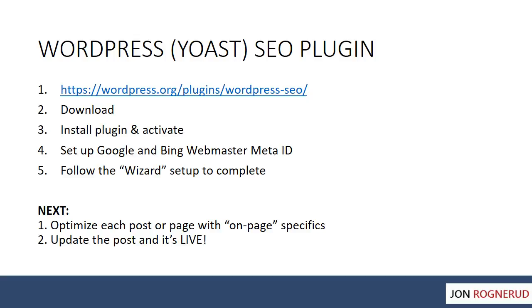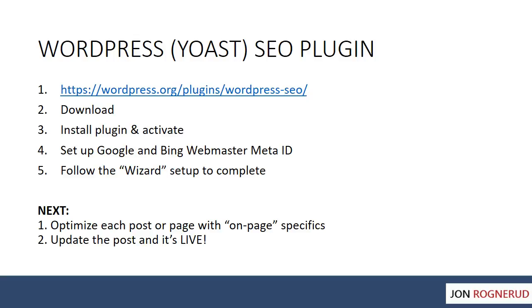We are talking about the WordPress Yoast SEO plugin, a very semi-famous and very popular plugin that we also use. There are several in this space, however, but we will show you how it works with this. So go to this URL, wordpress.org/plugins/WordPress SEO. You'll see it there. You'll download, install, and activate that plugin. And we'll see how this is done in a second.